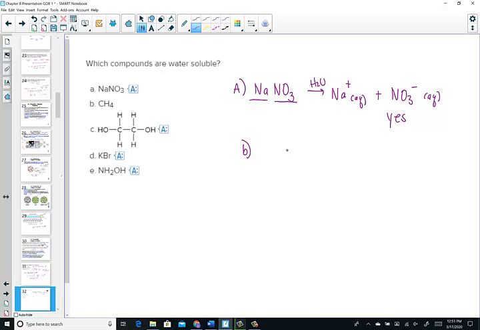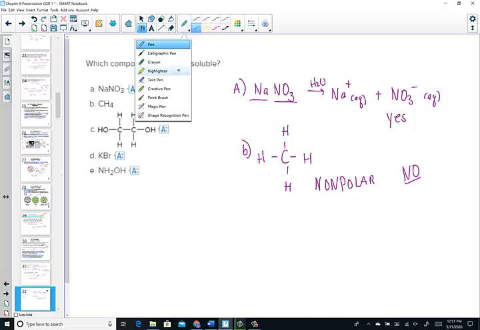How about letter B? This is a very boring molecule, isn't it? This is methane, CH4. When I visualize methane as a carbon in the center, 4 hydrogens around, you can see that this is non-polar, and therefore, no, it will not dissolve in water. Likes must dissolve likes.